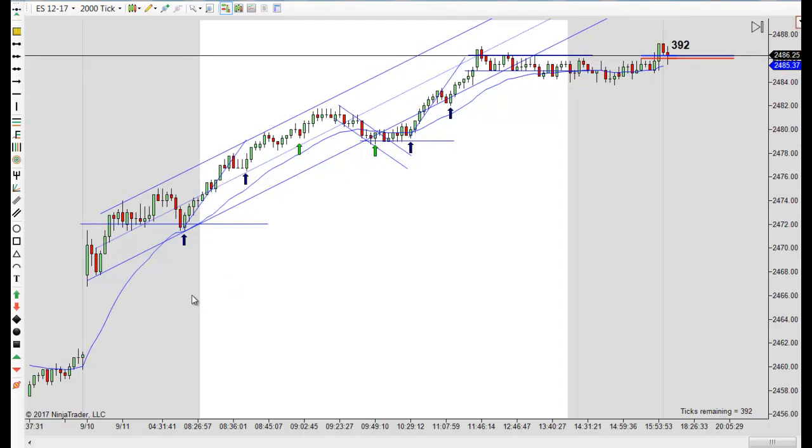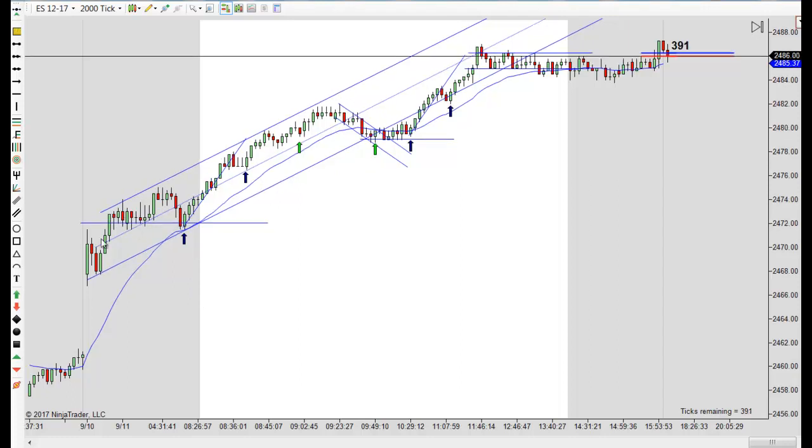But the first one came here. We were going sideways. You got 1 leg up. You're going sideways. You get a little failed breakout higher.